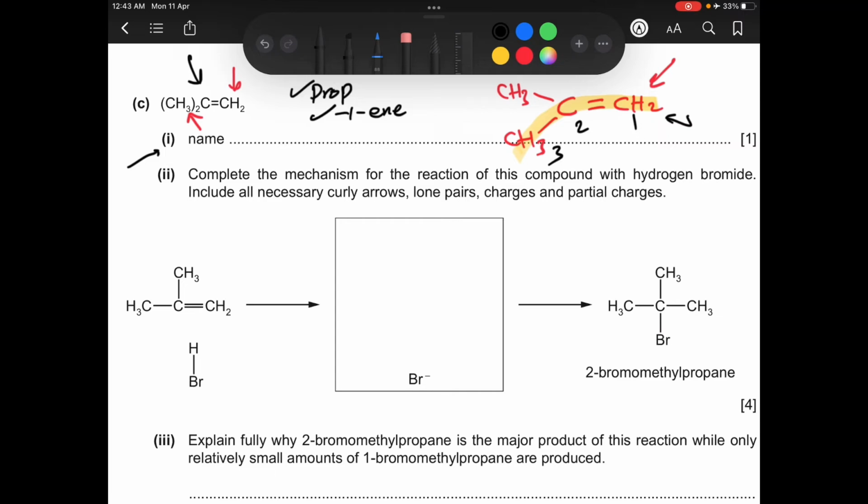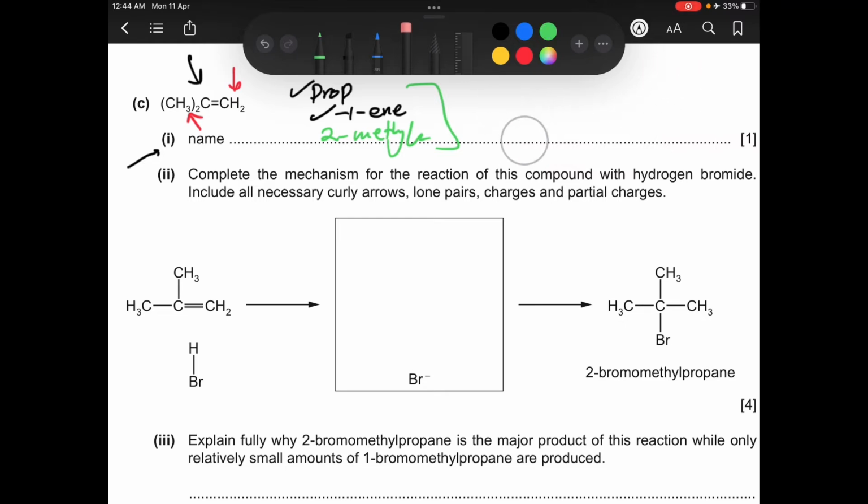And you notice that you have a methyl branch on the second carbon, so it will be 2-methyl. So we combine all of this together and then we will have the answer. So if you combine them, you will have 2-methyl, no space, prop-1-ene.